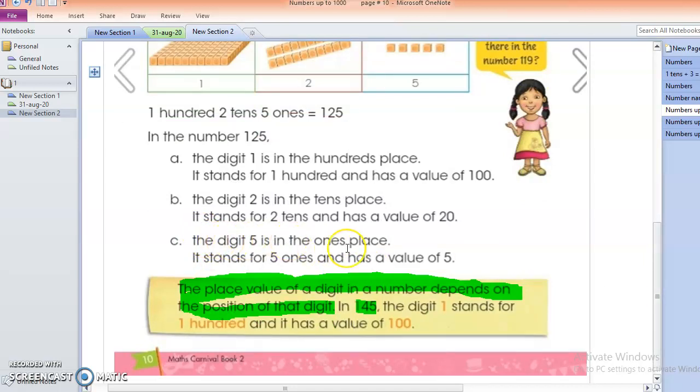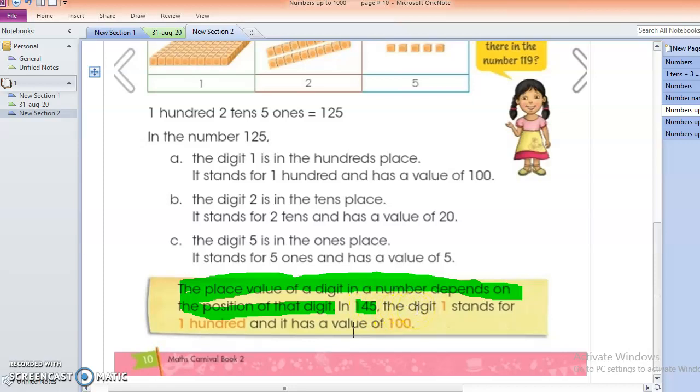Now come to the C part, that is the C explanation. The digit 5 is in the ones place, so it stands for ones, and it will have the same value of 5. Whenever you have a number in the ones place, its value doesn't change. The last point given says the place value of a digit in a number depends on the position of that digit. Let's suppose in 145, the digit 1 stands for hundreds.